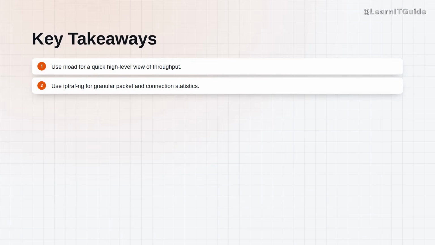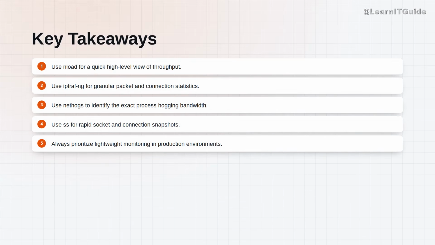You now know the essential tools for network analysis. Remember, load is your first stop for quick throughput checks. When you need deep connection analysis, iptraf-ng is the tool of choice. To find the specific culprit, nethogs is indispensable because it maps traffic directly to processes. For quick state snapshots, use the ss command. Finally, always be mindful of production overhead. Prefer metrics collection over interactive tools for long-term health tracking. Use these tools in combination to build a complete picture of your server network health.